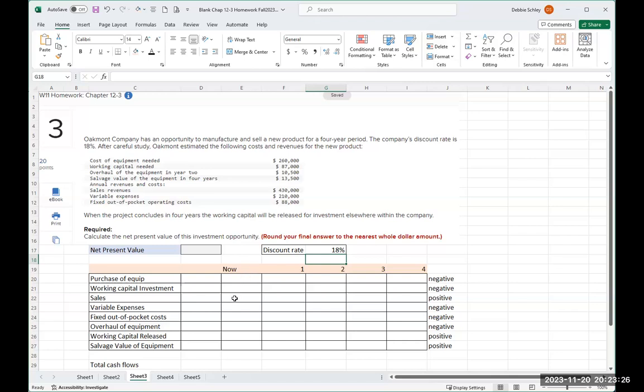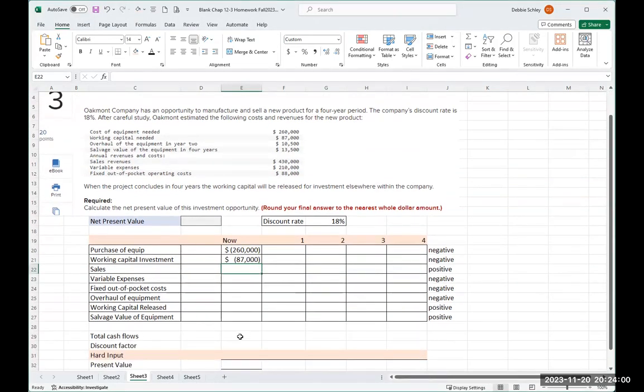Okay, so in the now column, it's going to be negative of my cost of equipment needed. So for mine, that's 260,000. So that number right there, 260,000. And in the now, working capital investment is also a negative. That's an outflow of $87,000 right there. Okay, so that's all I need for the now.